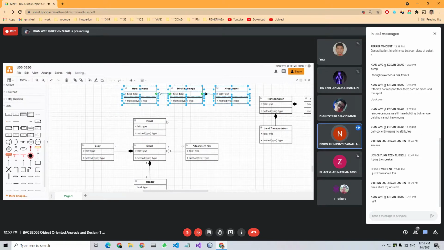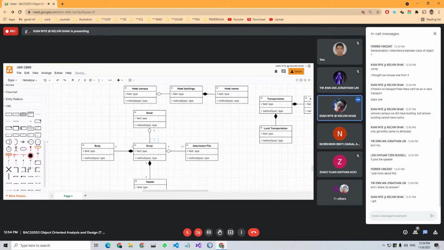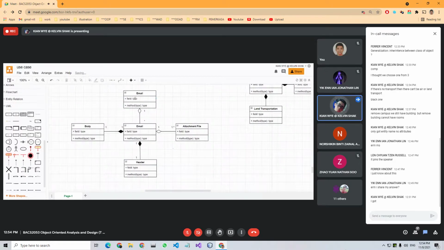If you see the answer from Jonathan just now, he includes the header, body, and attachment. Is it that email has a header, body, and attachment under one entity, right? The header and body are in the attribute. Email, email box, incoming mail. Incoming has many, so that one is one-to-many. This is correct.